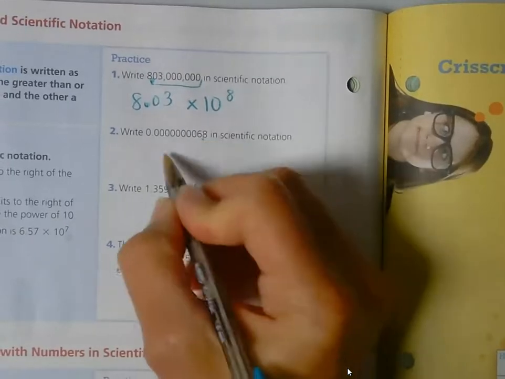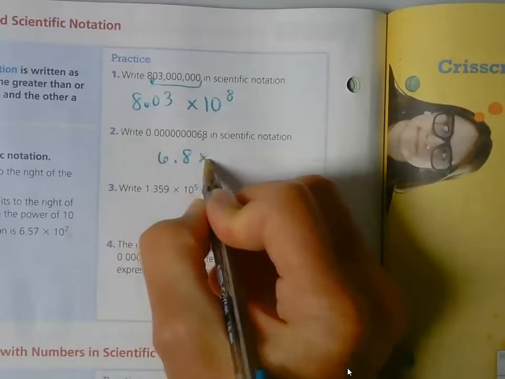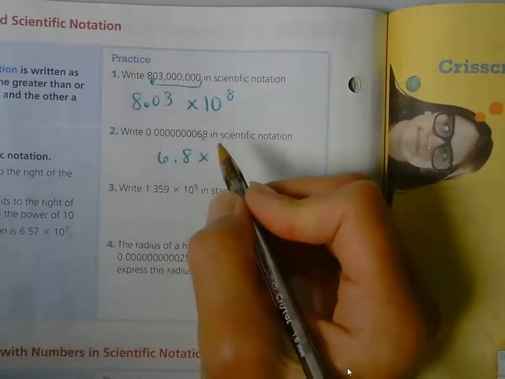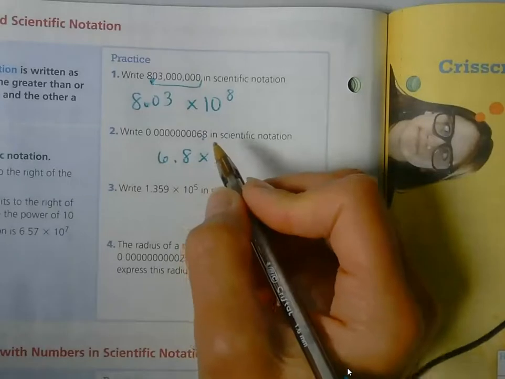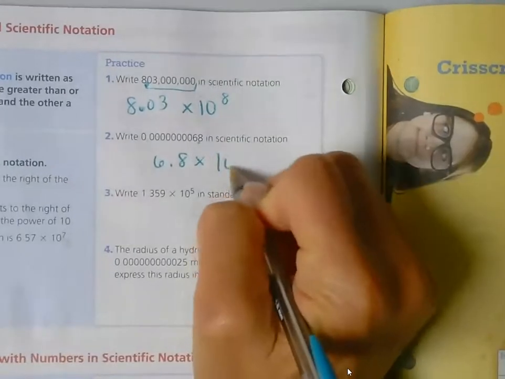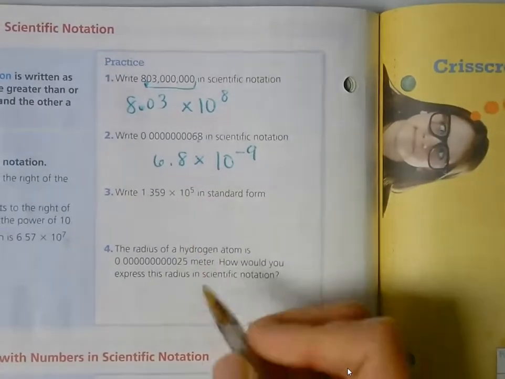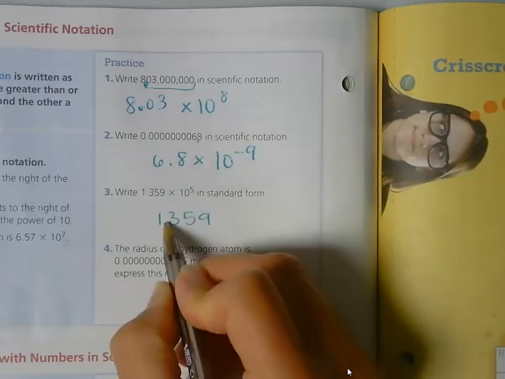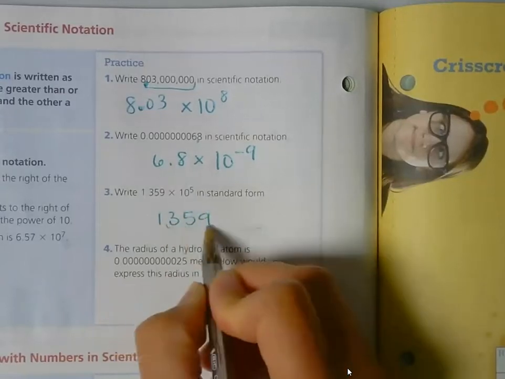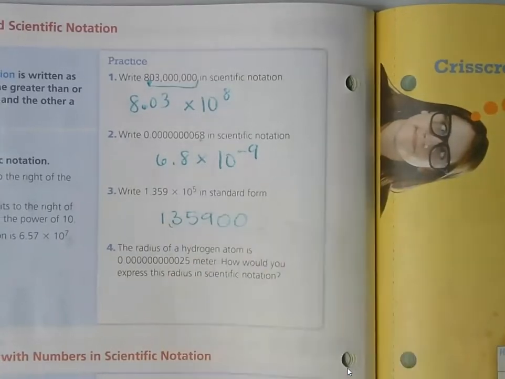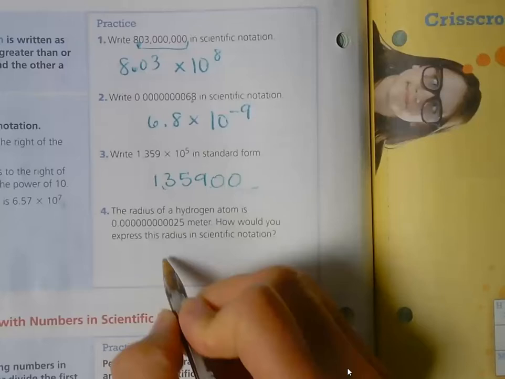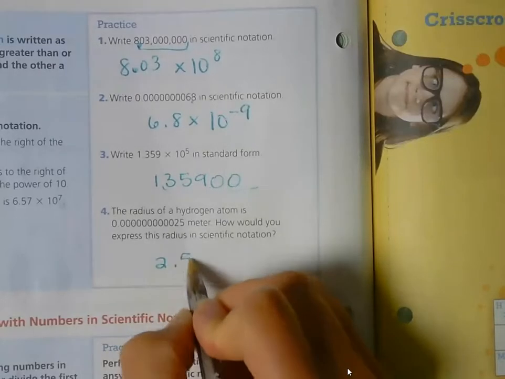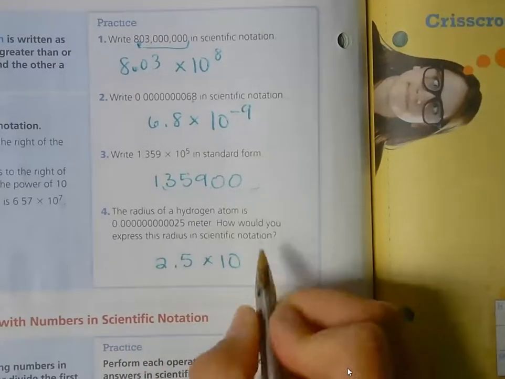Okay, this one is going to be 6.8 times 10 to the, and I'm just going to find my paper here, so -9, there we go. This one you should have 1359, so the decimal is here, it needs to move 5. This is 3, so we add 2 zeros. And the last one here, we should have 2.5 times 10 to the -11.